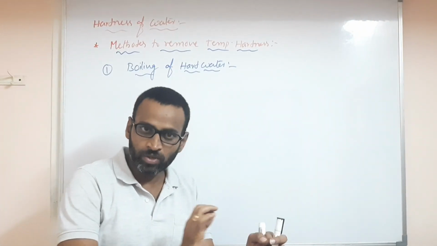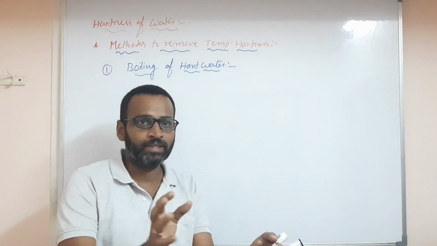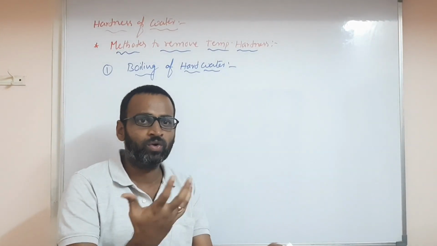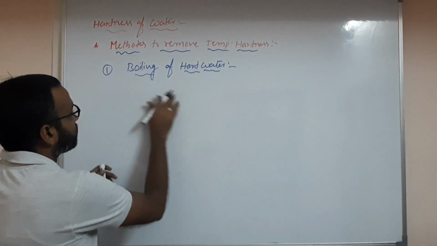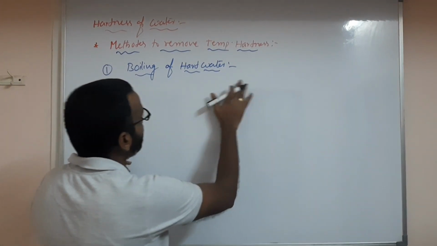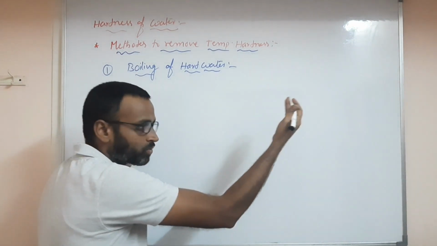Suppose you are washing clothes, using detergent, and it gives good foam, that is soft water. In that way you can find out. So by simple boiling of hard water, you can convert hard water into soft water.